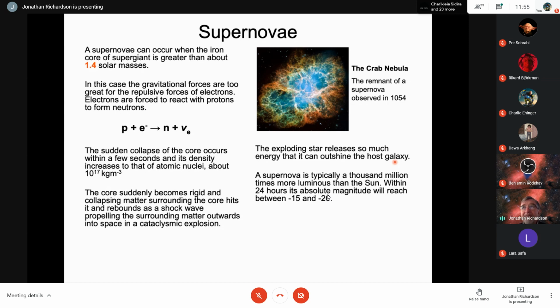The Crab Nebula, the remnant of a supernova observed in 1054, is now 1,000 years since the event occurred. We can still see it, we can measure the size here, so we can work out the size of the event that occurred around this. Remember, this is a 3-dimensional, not just a single explosion in one direction, but an explosion in all directions.